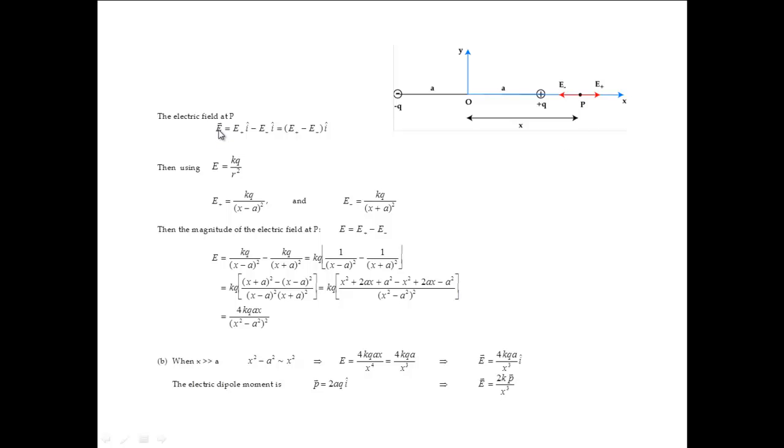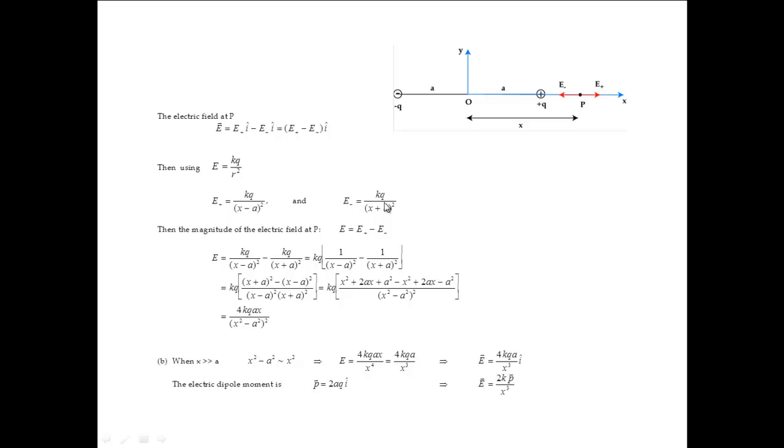So the electric field at point P is E plus i hat minus E minus i hat, and since the two fields point in different directions, it's actually the magnitude E plus minus the magnitude E minus times i hat. So here is, remember, the expression for the electric field of a point charge, kq over the distance squared from the point charge, and very simply then you can see from the diagram that for the positive charge, kq is in the numerator, and the distance between the point charge and P is x minus a. That's the distance right here in the denominator. So it's x minus a squared.